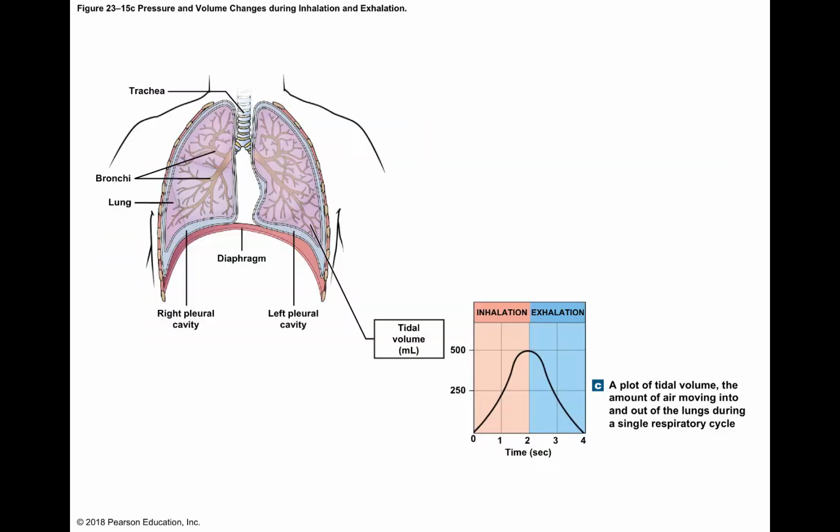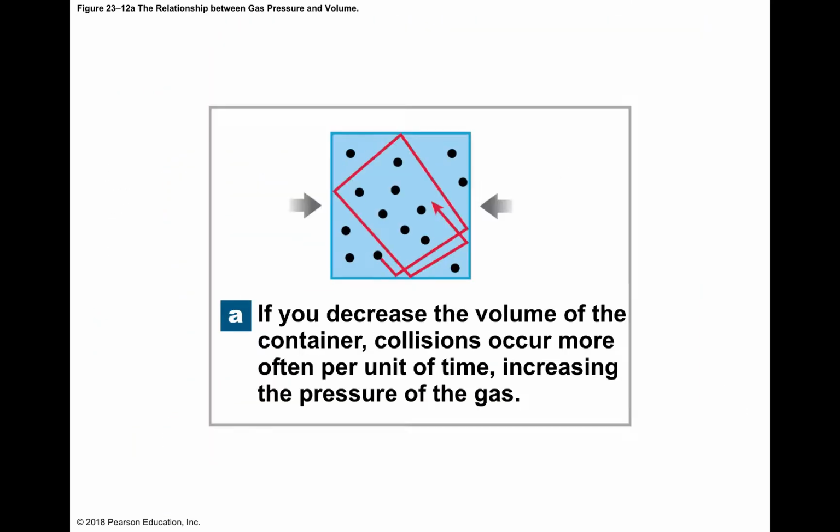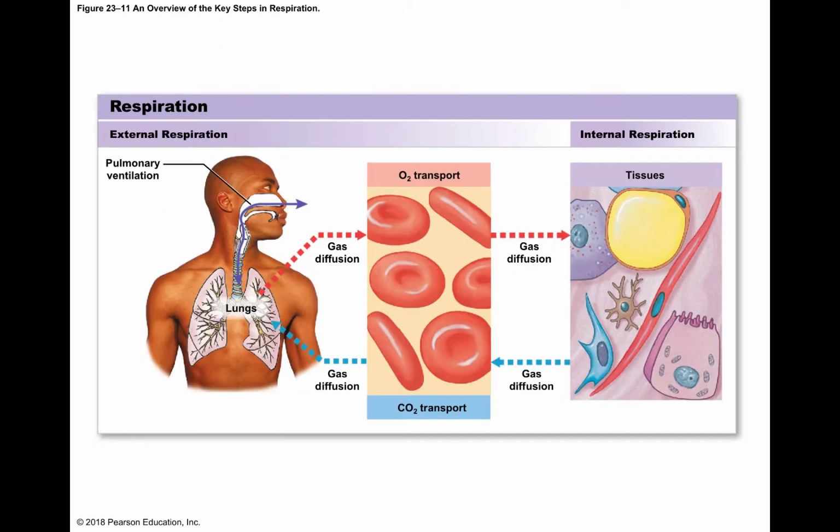All right, so now we're going to go to the next step here. Okay, and now we're going to look at gas diffusion. There are two things that are going to be important in here. You have to memorize numbers, and you have to memorize direction. We're talking about oxygen and carbon dioxide. Which direction is oxygen moving at each location, and which direction is carbon dioxide moving at each location?